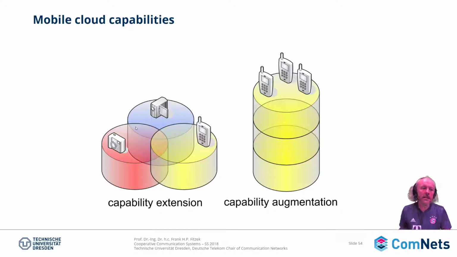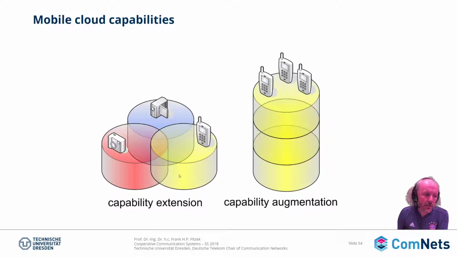The question is, if you then combine different phones with different capabilities, why are you doing it? And we have two different things. One is the capability extension, and the other one is capability augmentation. Augmentation is clear. Assume you would like to bundle all the cellular links that you have. Then we have all the same, or more or less the same way of cellular access. Combining them over the short range is a capability augmentation.